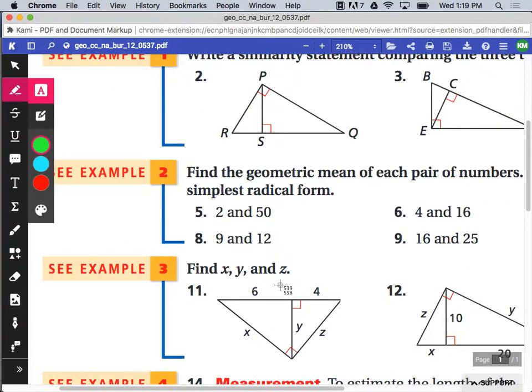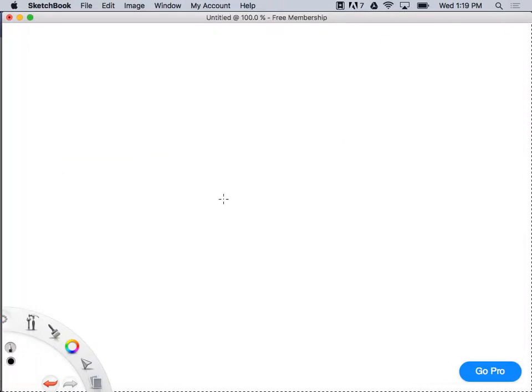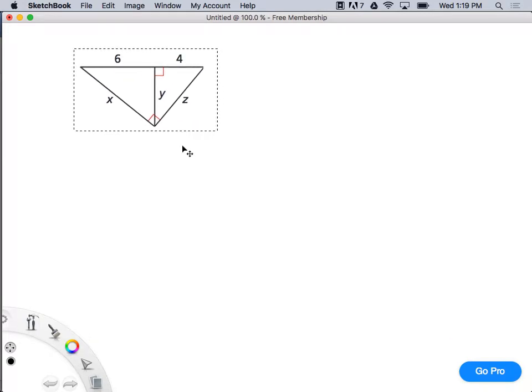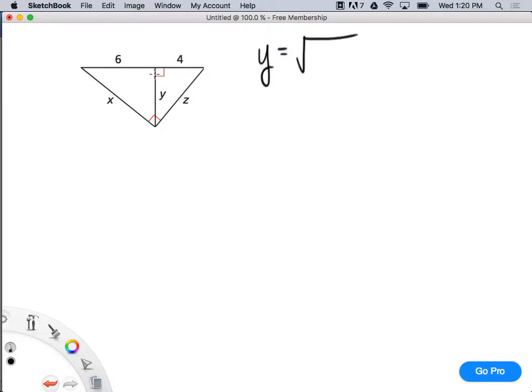Okay. So let's say I give you a setup like this. We already learned this lesson, so I'm not necessarily going to teach it all. You can go back and watch videos or go back through the book. In this instance, y is the square root, or the geometric mean, of these two. So if I'm asking for x, y, and z, y, because y is this altitude here, is the square root of 6 times 4, which in this case is the square root of 24.